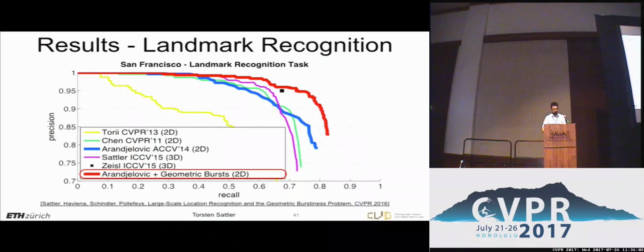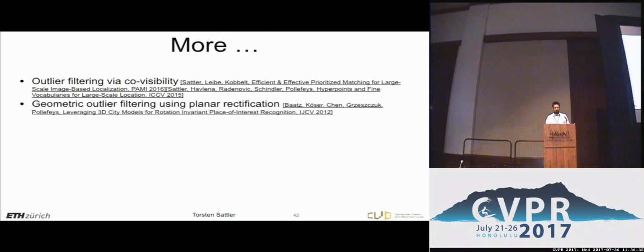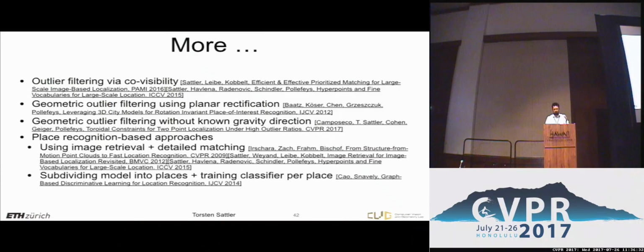And if you just add this into an image retrieval or 3D method, then you can get a nice boost from a baseline that actually didn't perform that well to something that gives you state-of-the-art results. And again, there's more on outlier filtering by using covisibility or geometric constraints, or using place recognition based approaches for scalable localization. I'm not going to go into details. Any questions on this part?